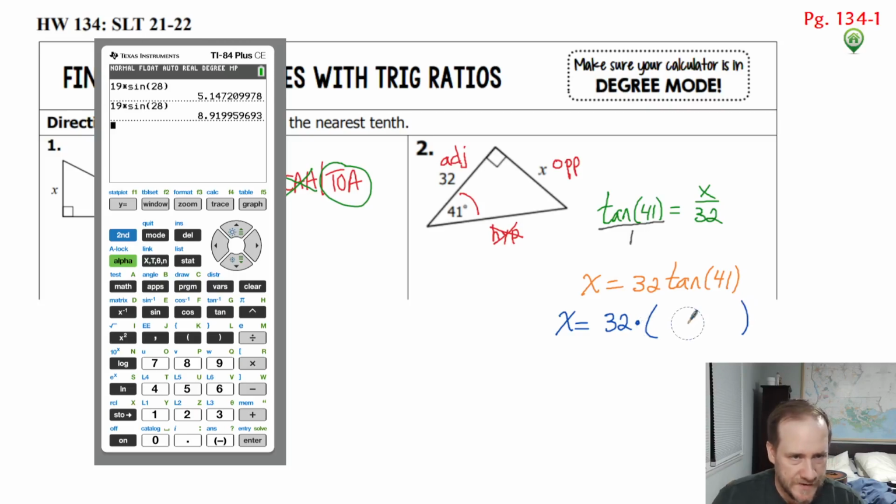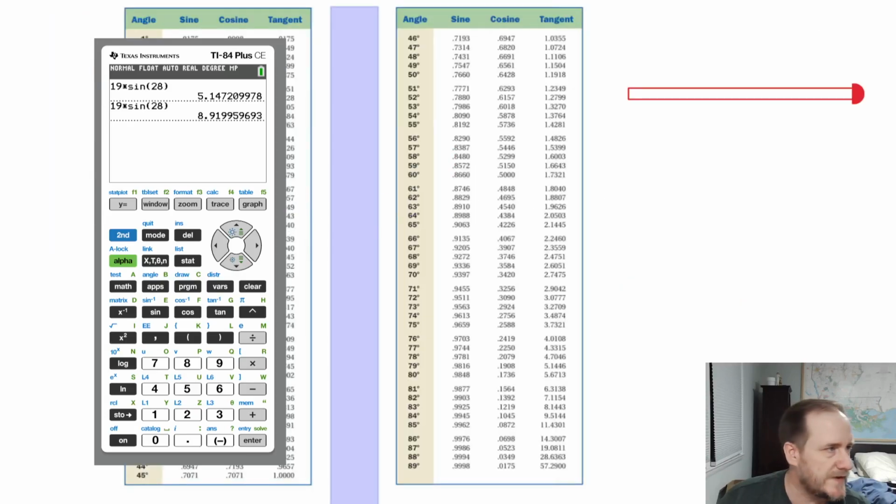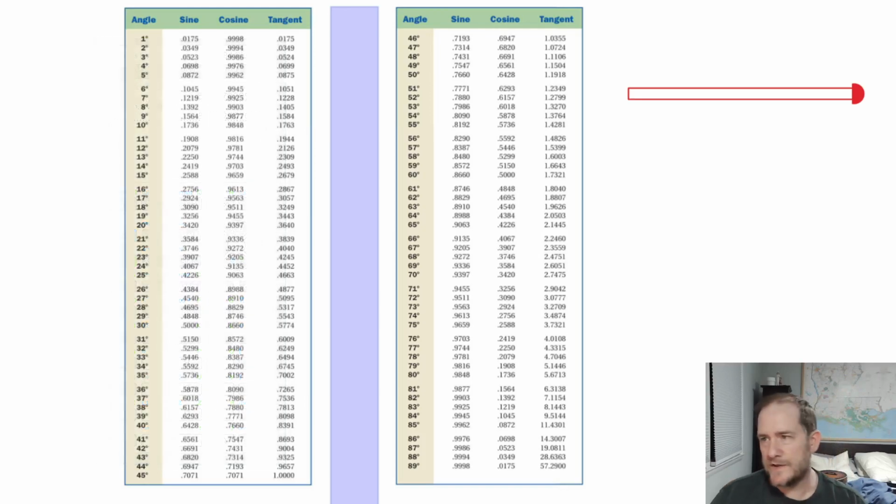And without a calculator, the only way to find it is to use our little table of trig values. So here's a table. Let me get the calculator out of the way. How do I get rid of it? Just do that, I think. Yep. All right, so it's out of the way.